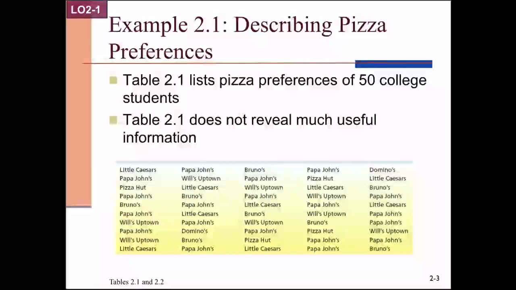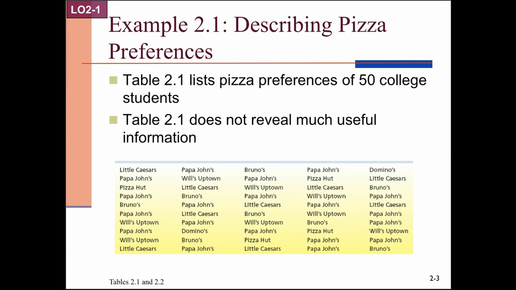First of all, let us start with this very simple table, which consists of pizza preferences collected from 50 college students. They asked the students which pizza they prefer the most, and accordingly they wrote down the names of those pizzas. As you can see, this information doesn't reveal any useful information for us, and we should think about something to make it easier to comprehend and to analyze.